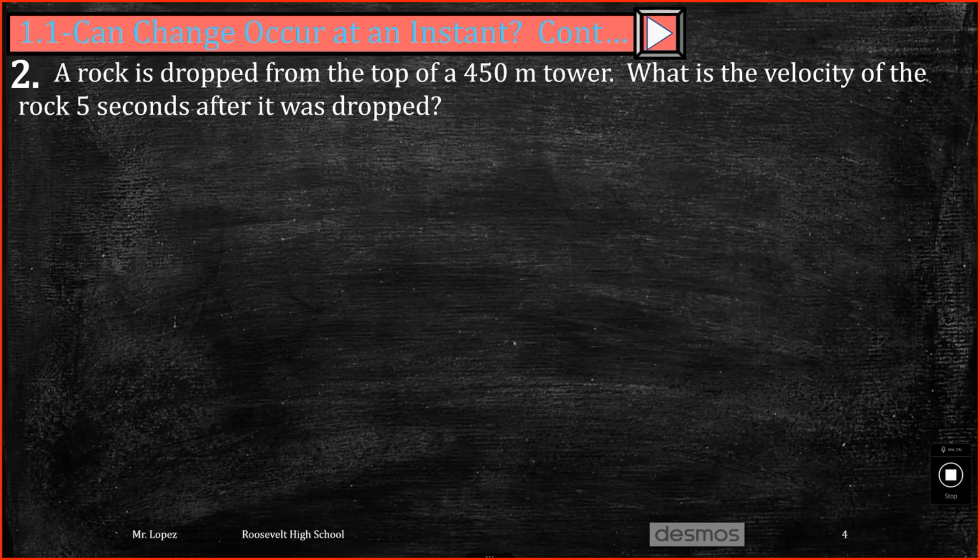Okay, lesson 1.1, can change occur at an instant, continued. Again, this should be more of an introduction to calculus with real life application. Problem number 2. A rock is dropped from the top of a 450-meter tower. What is the velocity of the rock 5 seconds after it was dropped?